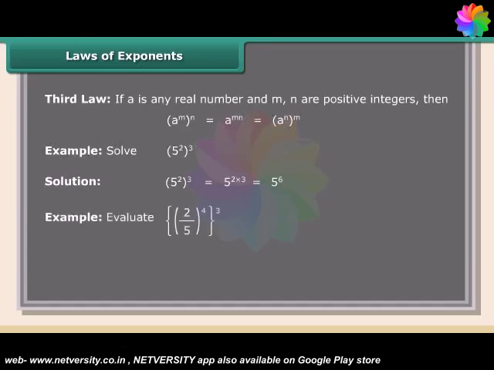Example: evaluate [(2/5)^4]^3. Solution: [(2/5)^4]^3 is equal to (2/5)^(4 into 3), which is equal to (2/5)^12.